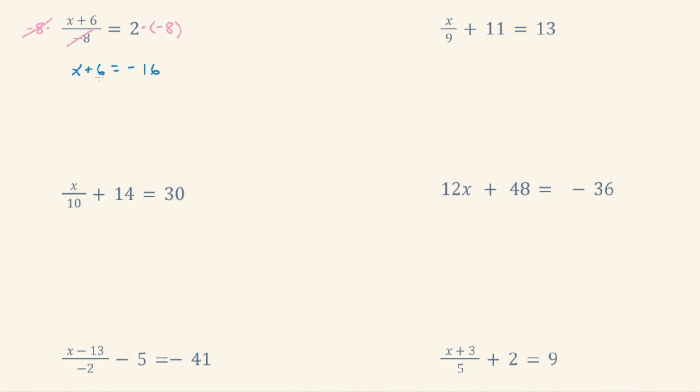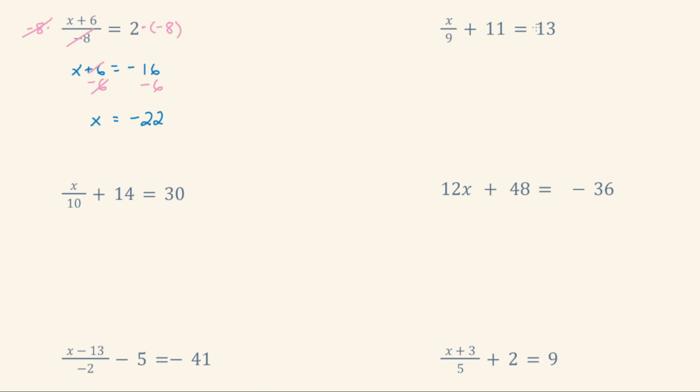And now I want to undo that addition. I'm going to subtract by 6 and subtract by 6, so that these go away. On the left side of my equal sign, I just have the x, and on the right side I have minus 16 minus 6, that's minus 22.